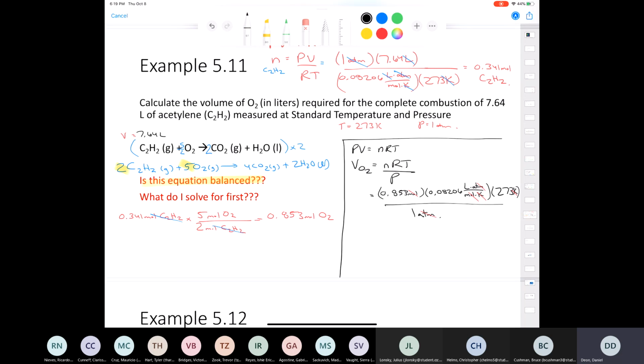I'm left over with the volume of my oxygen that it would take to completely combust all of that acetylene, and I get a volume of 19.1 liters. That's the volume of my oxygen, 19.1 liters.